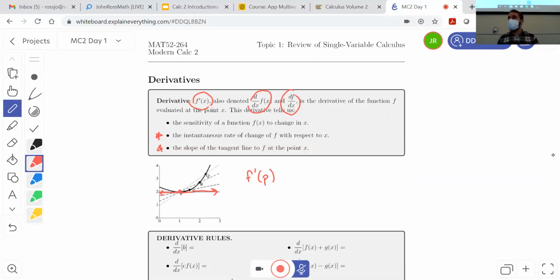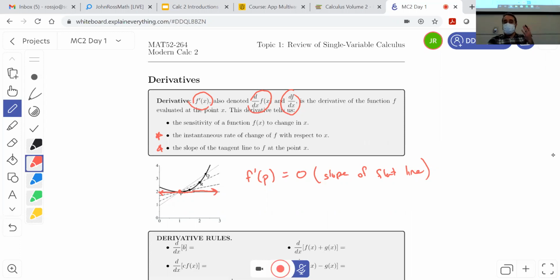And so the slope of the tangent line is the slope of a flat line. That's just 0. But we are also thinking of this as the instantaneous rate of change of our function. So at that moment, at P, our function is not changing its height instantaneously. And we can also see it as the sensitivity of our function as we change x. As we change x a tiny bit, our function is not really changing at all.